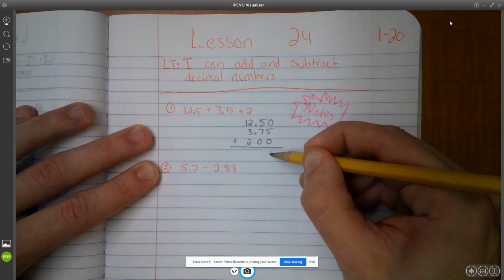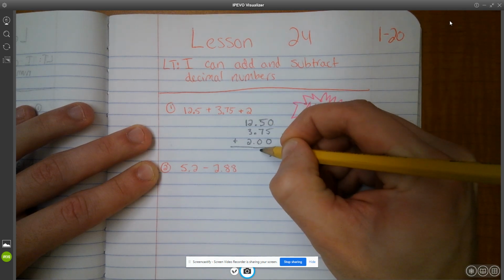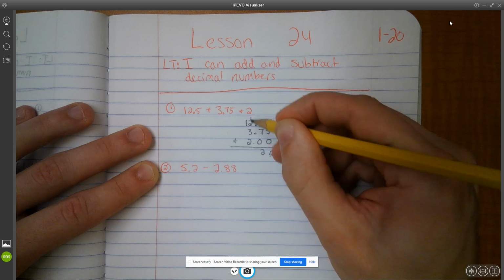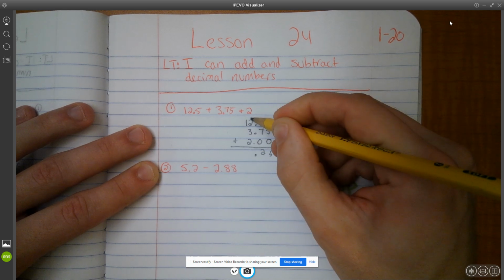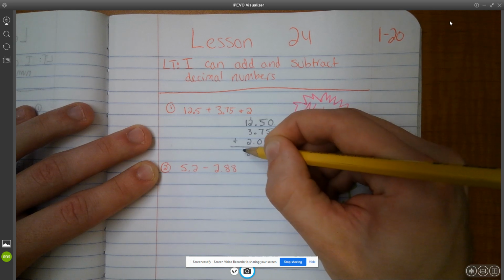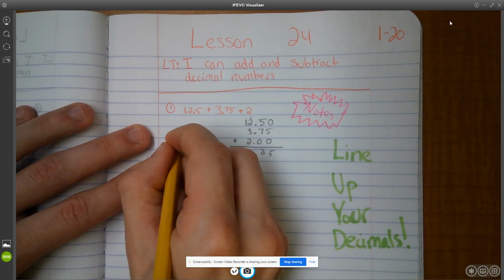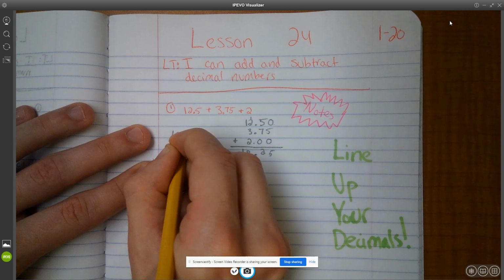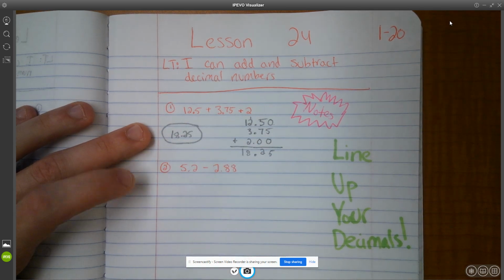0, 5, and 0 is going to give us 5. 5 plus 7 is 12. So 2, carry the 1. We bring that decimal straight down. 1 plus 2 is 3. Plus 3 is 6, 7, 8. And 1. And we get 18.25, or 18 and 1/4.